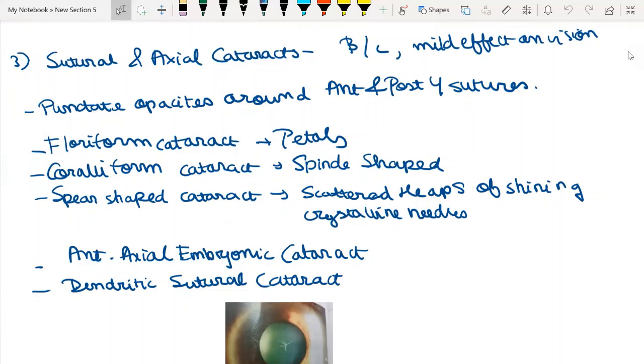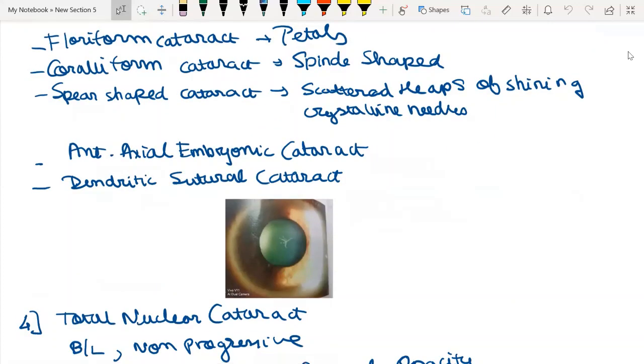We can generally see punctate opacities, but depending upon the shape of the opacity, we can further classify it as floriform cataract, which means petal-like opacity, coralliform cataract, spindle shaped, spear shaped, which is showing crystalline needles, anterior axial embryonic cataract, which is shown in the image, and dendritic sutural cataract.